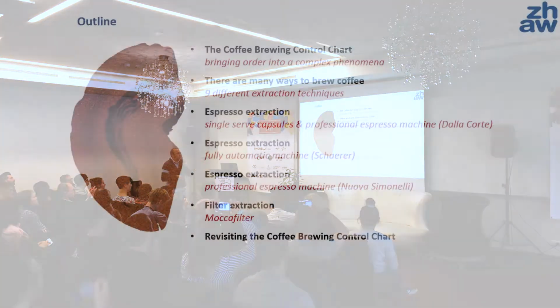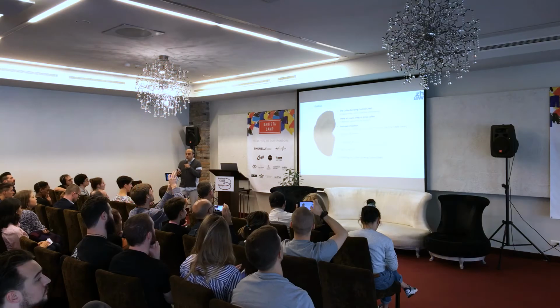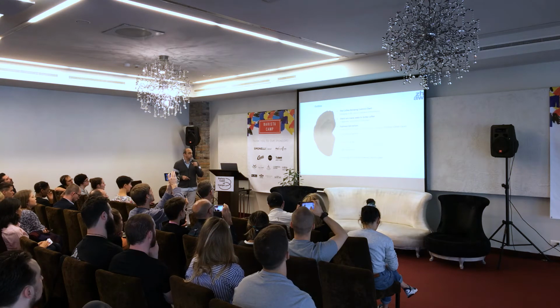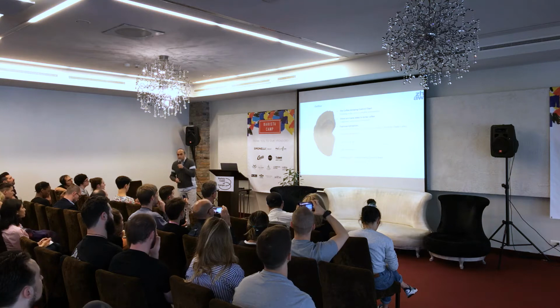So what I'd like to do is talk a little bit about different extraction methods: espresso extraction from a single serve as well as a professional machine. Then we also work on the fully automatic machine, coming back to espresso machine, and then filter extraction, and then revisiting a little bit the brewing chart throughout of that.